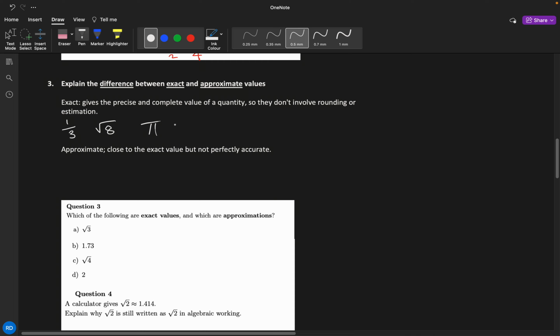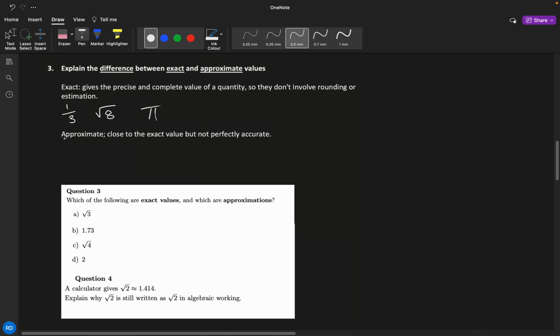So although pi is irrational, because they've written it as a symbol, it's representing the entire infinite number rather than any rounding involved or anything like that. Same with root 8, because obviously 8 doesn't have a square root, but because they've written it like that, it represents the whole number. Cool. And then for approximate, this just means close to the exact value but not perfectly accurate.